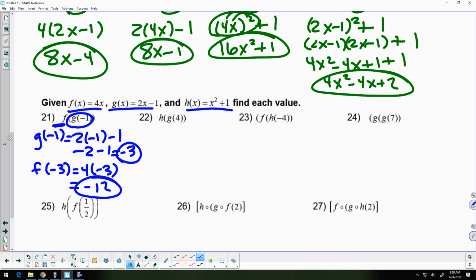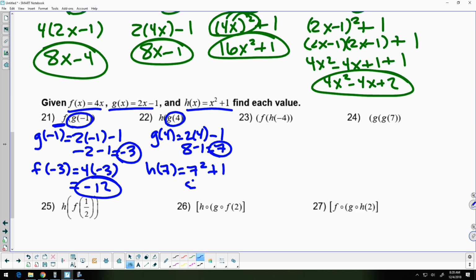Okay, for the next one, h of g of 4. So again, find g of 4 first. So g of 4 is 2 times 4 minus 1. So 8 minus 1, we get 7. Plug that now into h. So we're doing h of 7. 7 squared plus 1. That's 49 plus 1, and our final answer would be 50.